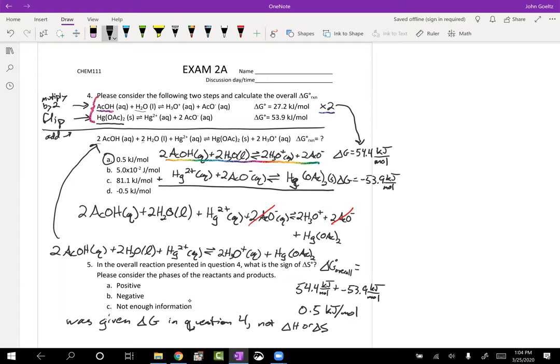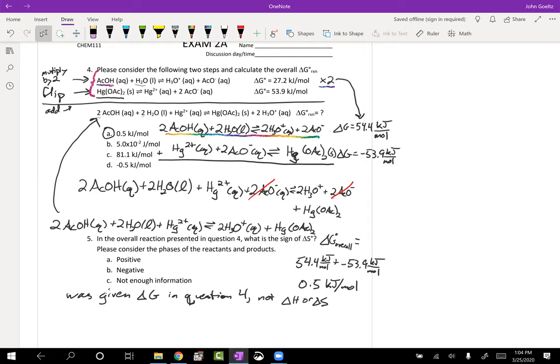Someone put in the comments, is the sign of delta S found by looking at the phases? Yeah, that's exactly what I would do. So I would look at the overall reaction, and if you're going from gases to liquids, well, let's see, what are we doing? So you're looking at the phases in the reactants, we have aqueous, liquid, aqueous. And in the products, we have solid and aqueous.